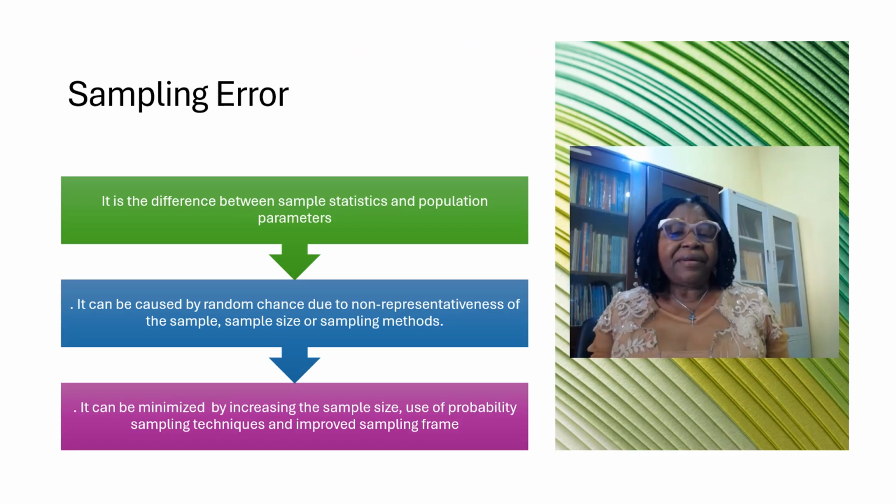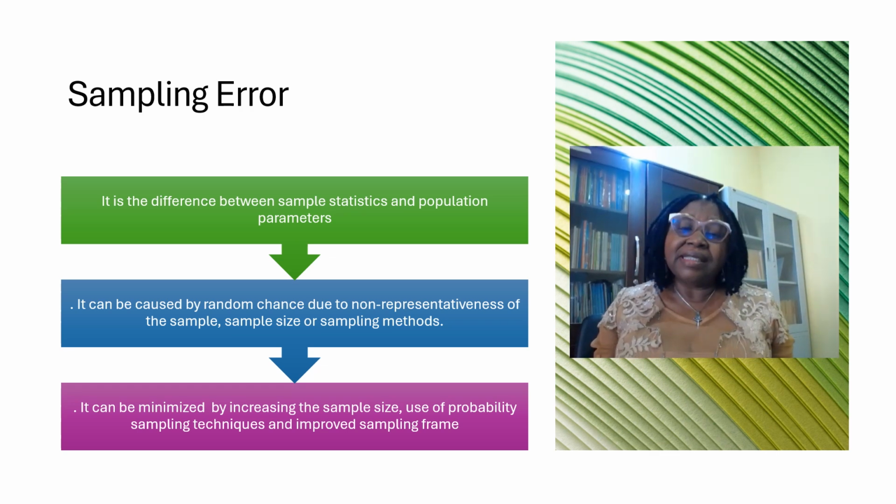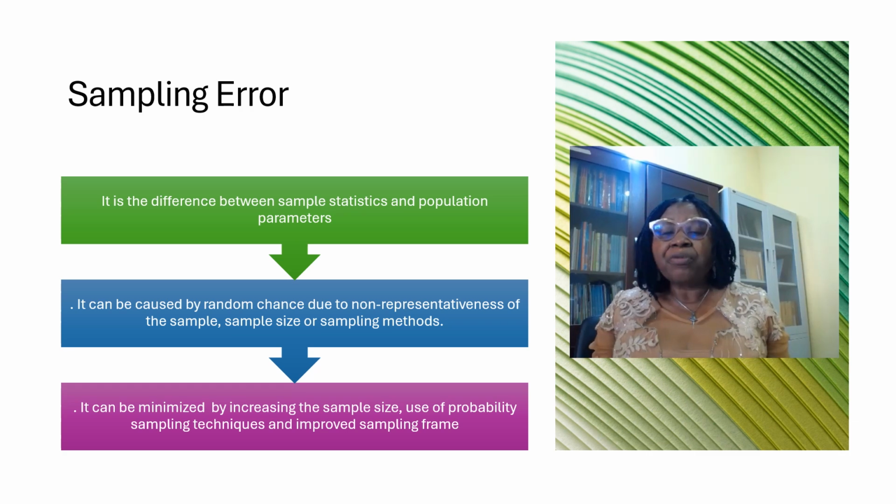And sampling error. It is the difference between the sample statistics and the population parameters. It can be caused by random chance due to non-representativeness of the sample. It can also be caused by sample size or sampling methods. It can be minimized by increasing the sample size, using probability sampling techniques, and improving the sampling frame.